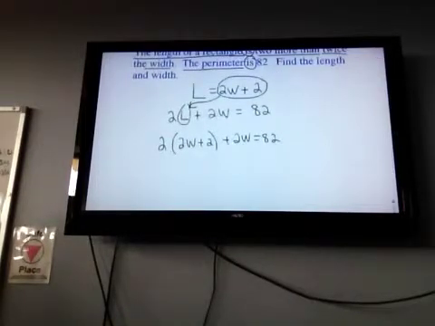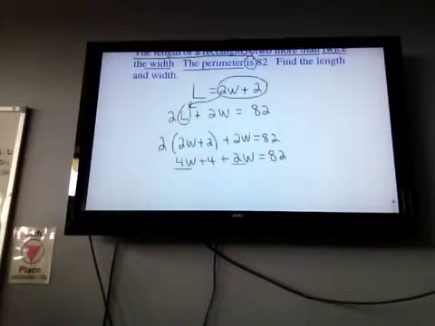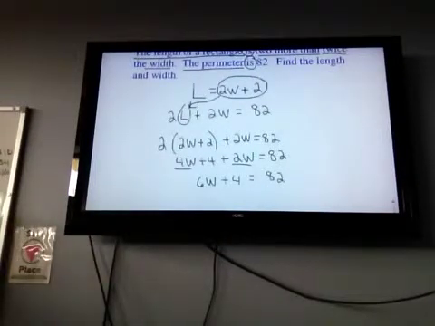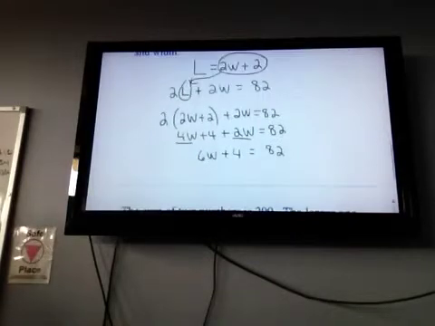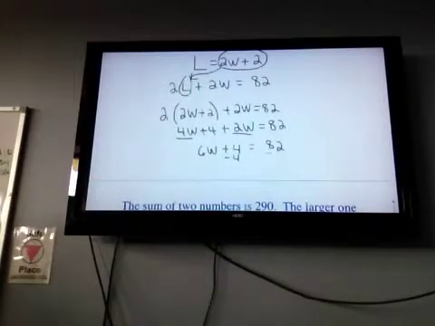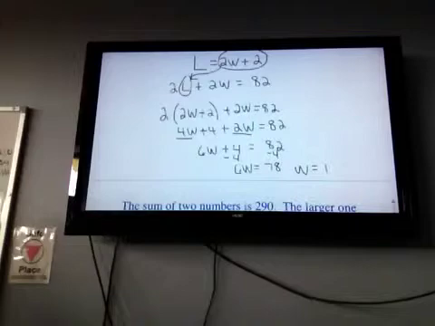And then we solve. So I have 4W plus 4 plus 2W equals 82. Add my W's together: 6W plus 4 equals 82. Subtract the 4: 6W equals 78. And divide by 6, and W equals 13.